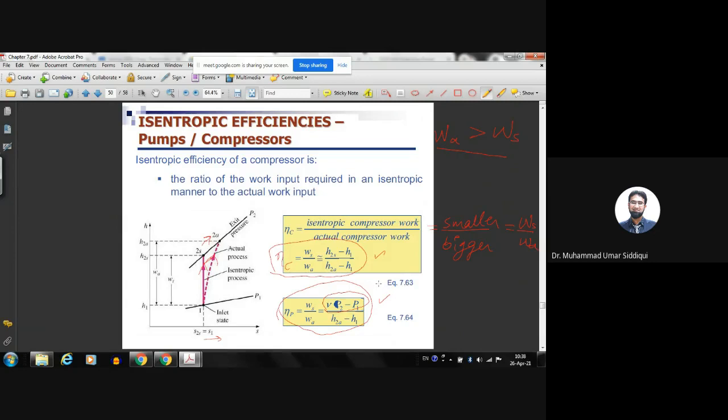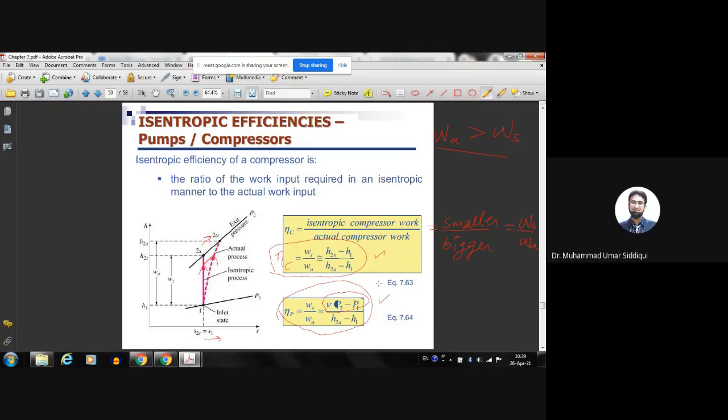Is there anything which is not clear in the theory of isentropic efficiency for the pump, compressor, or turbine? Please ask. Could you explain how the actual work is larger than the isentropic work?